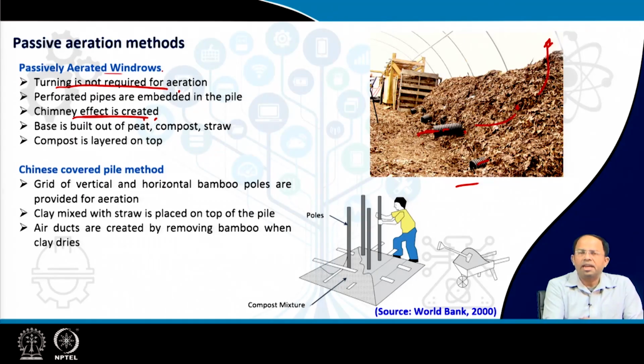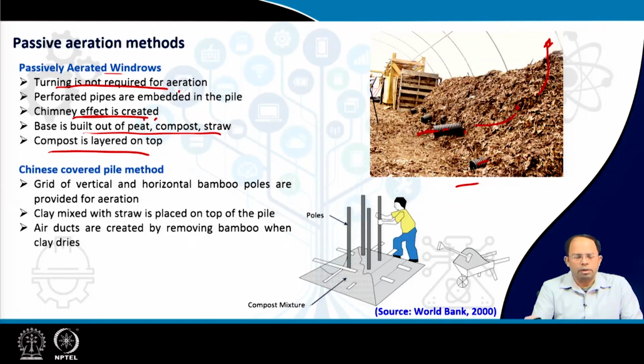So it's a passively aerated windrow, and the base is built out of peat, compost and straw. This allows drainage to happen and also allows some amount of aeration as well, and compost is layered on the top, for the same reasons, so we can create insulation and so on.